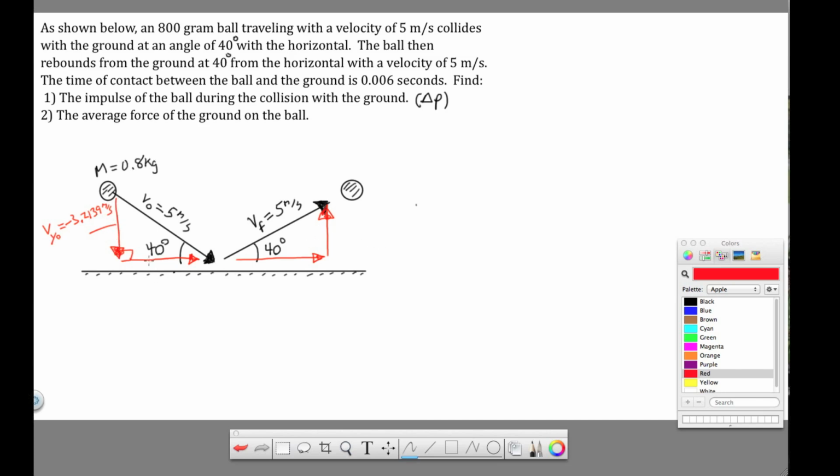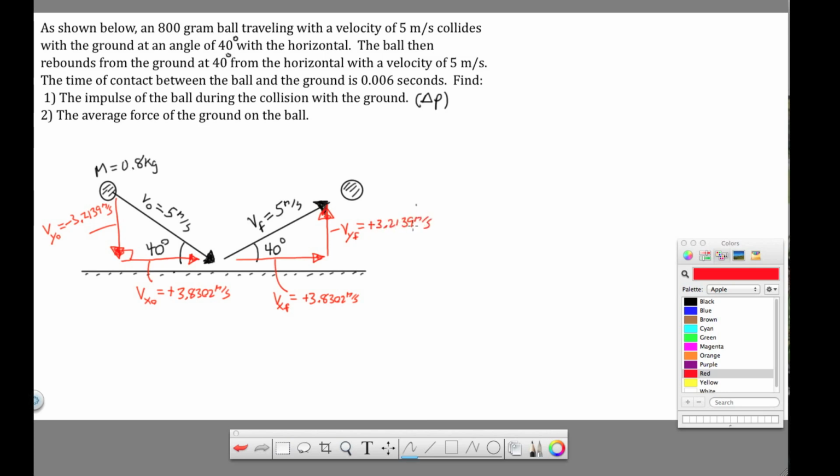And then this x component, Vx initial, comes out to be positive 3.8302. I'm not showing the calculation, but this is just trig. I used cosine here, cosine 40 times 5. This x component, after the ball leaves the ground, the x velocity final comes out to be positive 3.8302. Again, cosine 40 times 5 gives that value. And then Vy final, after the ball leaves the ground, is positive 3.2139 meters per second.